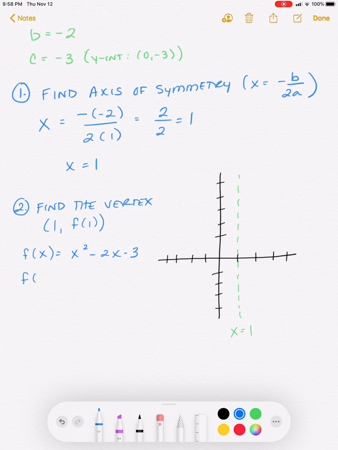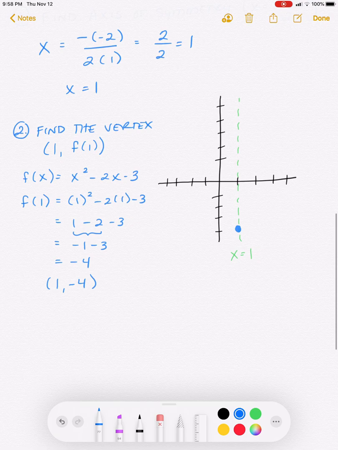So to find the vertex, we're going to plug the x coordinate of the vertex in. We're going to get 1 squared minus 2 times 1 minus 3. And we're going to keep doing this just without using a calculator. I'm not going to make the arithmetic too tough. 1 minus 2 is -1 minus 3. And finally, we get the y value is -4. So your vertex is (1, -4). So maybe I come over here and I'm going to graph (1, -4).